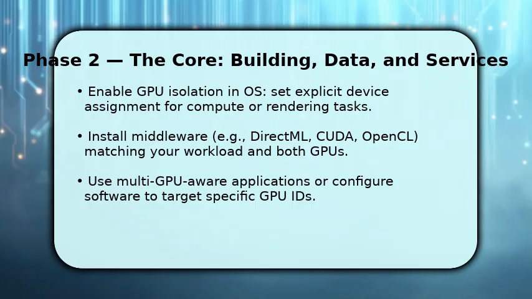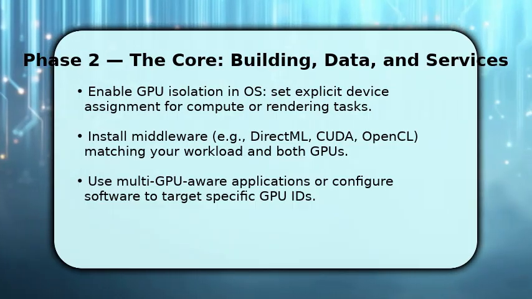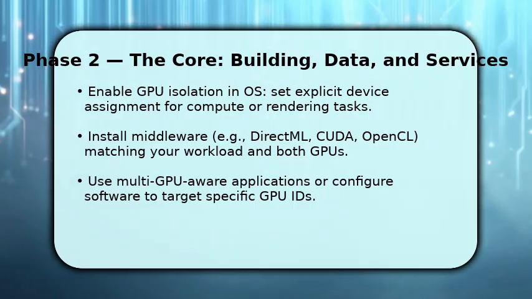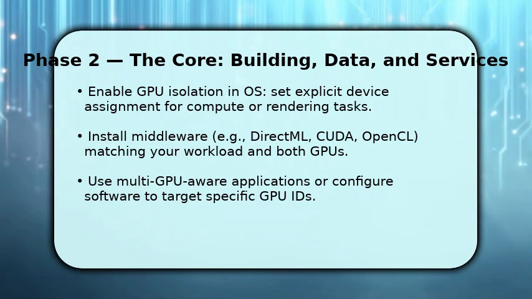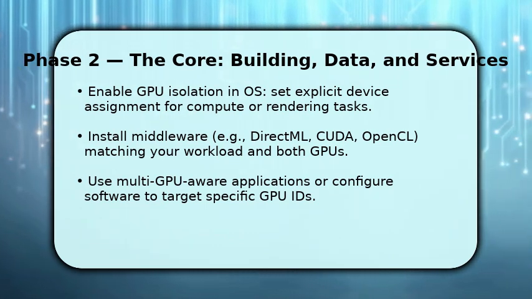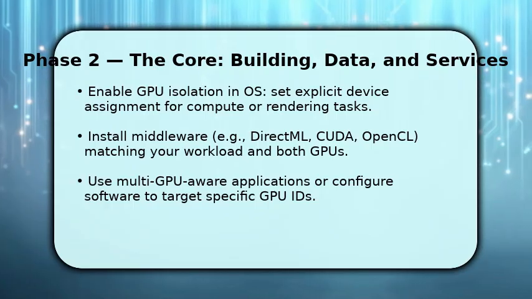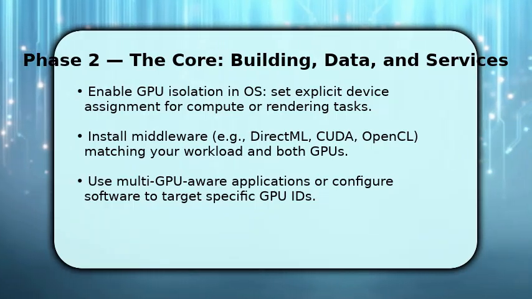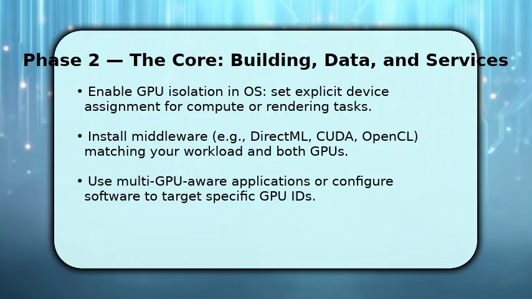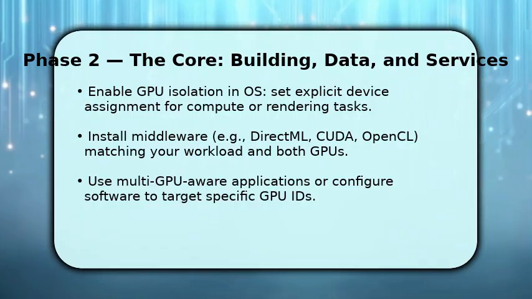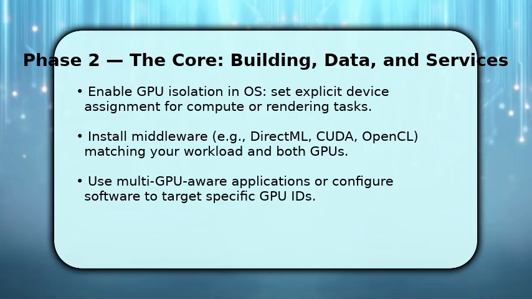Then, in the application or render engine, set device ID or preferences to target each GPU for different workloads. For example, one card for rendering and one for baking or simulation. This avoids implicit load balancing and ensures predictable performance across both GPUs.